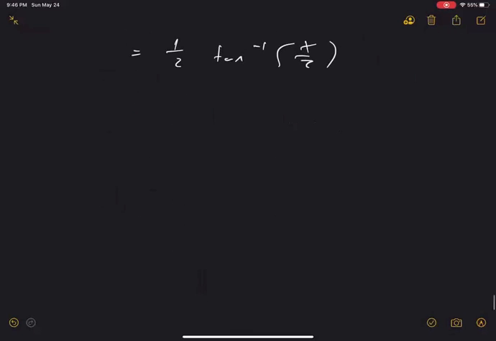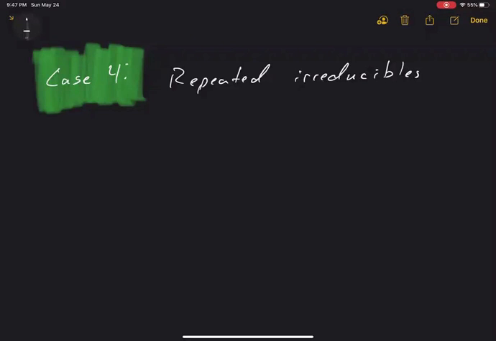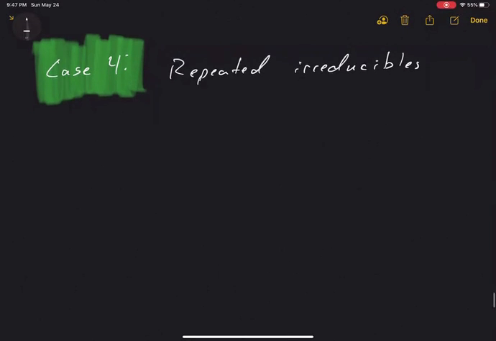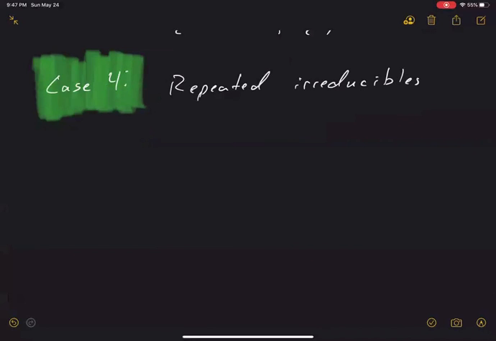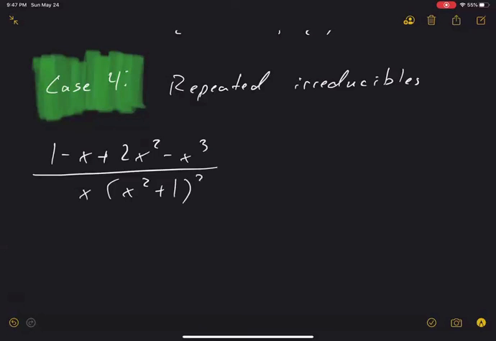All right, last case, case 4. So case 4 is when I have repeated irreducible factors. So I'm not even going to write down the integral. I'm just going to write down the fraction. Remember, partial fractions is all about dealing with the stuff inside the integral. Let's say I have the case (1 minus x plus 2x squared minus x cubed) over x, I'll go ahead and factor it, (x squared plus 1) squared.